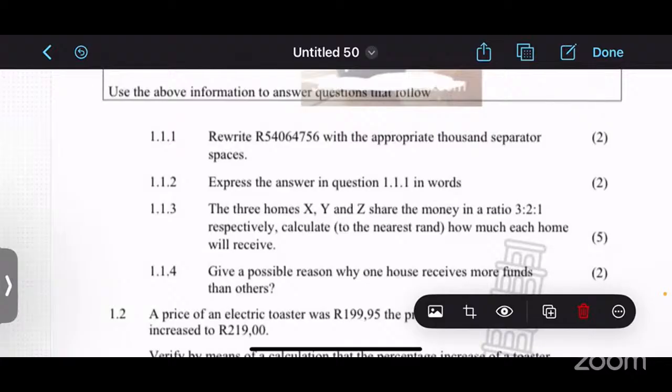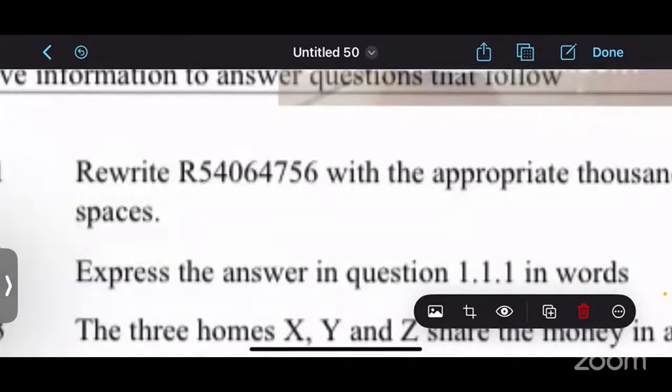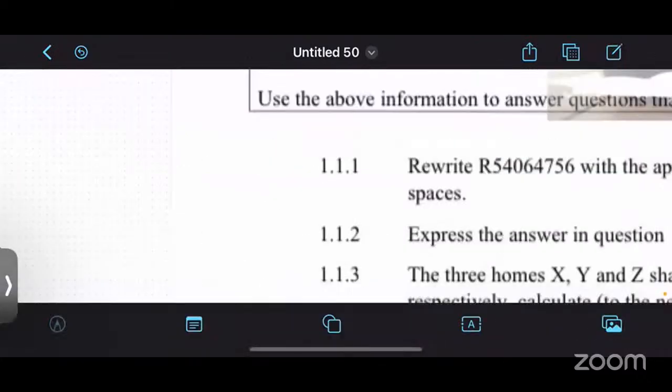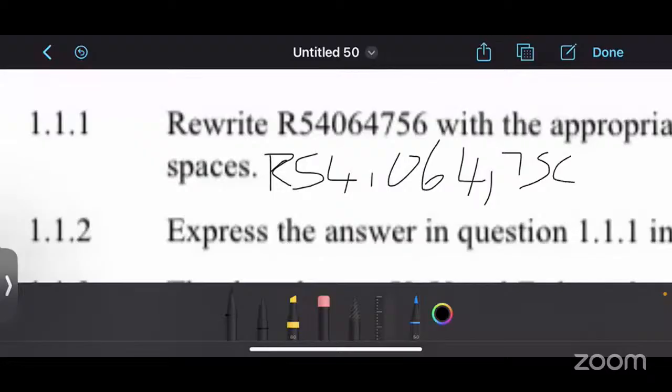Ma'am, you should put a comma after the first four, and then a comma after the second four. So that means it's going to be 54,064,756 like that. Yes, ma'am. Perfect. That's absolutely how you're going to write it.